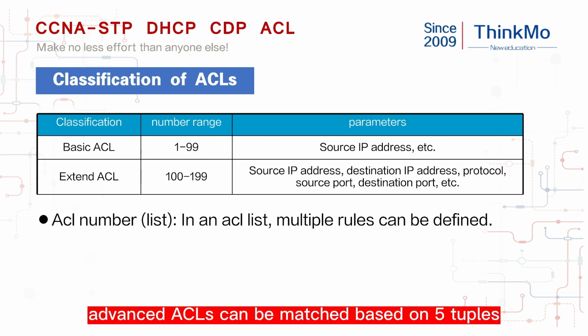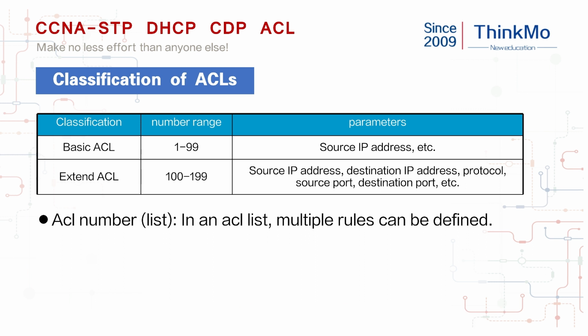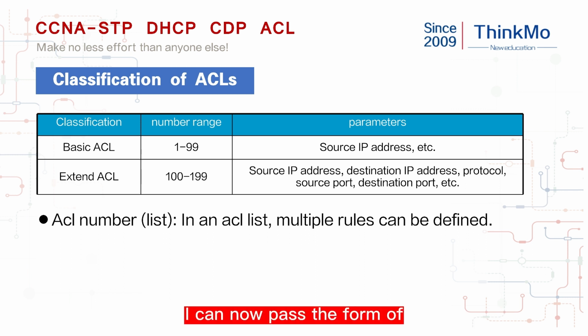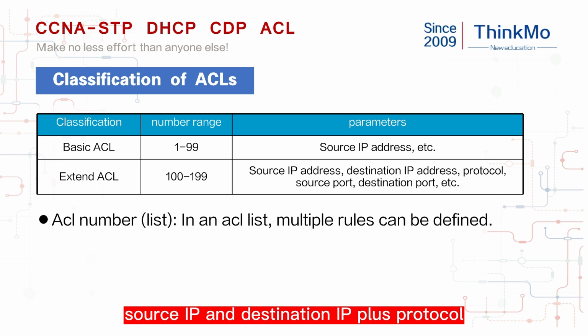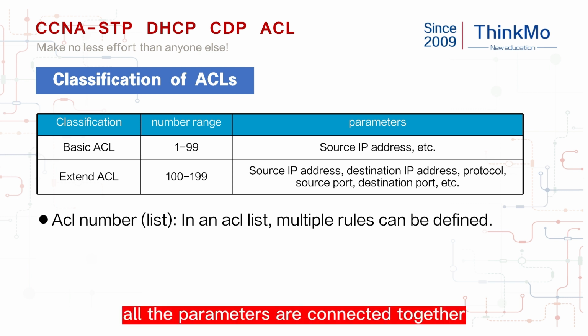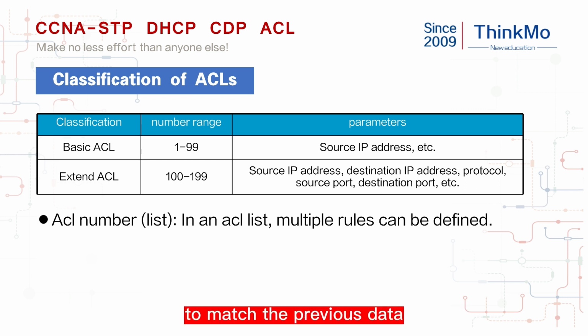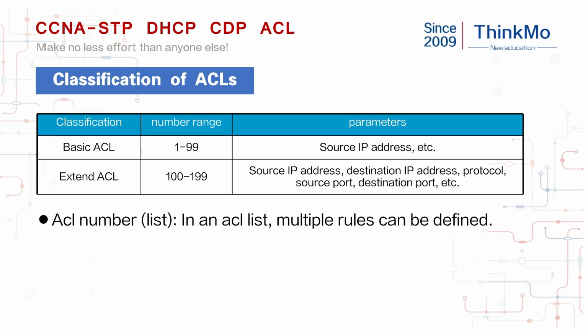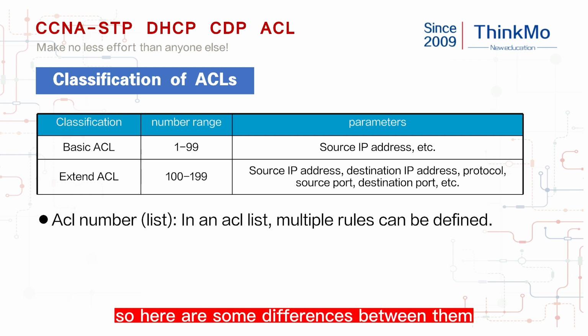Advanced ACLs can be matched based on 5 tuples. That is to say, I can now use the form of source IP and destination IP plus protocol, even the form where all the parameters are connected together, to match the previous data. It is more precise. So here are some differences between them.